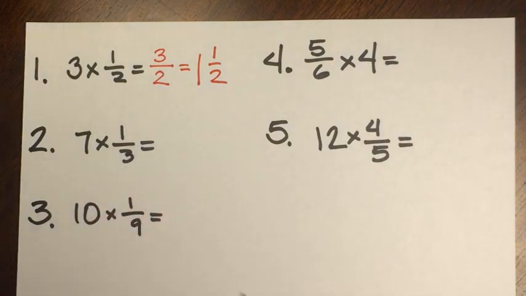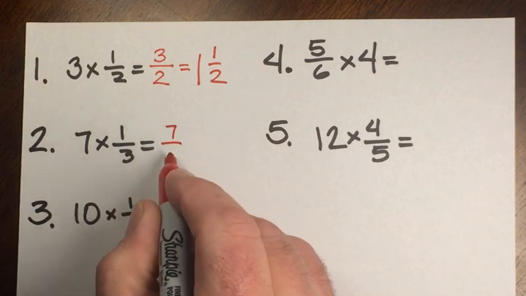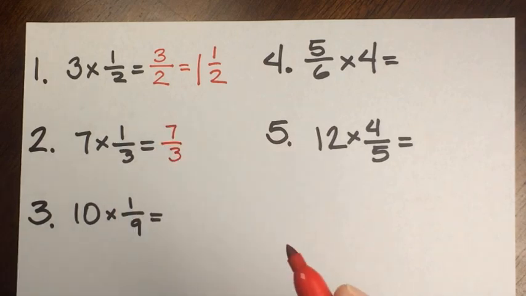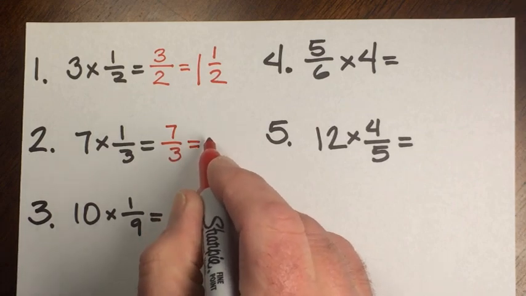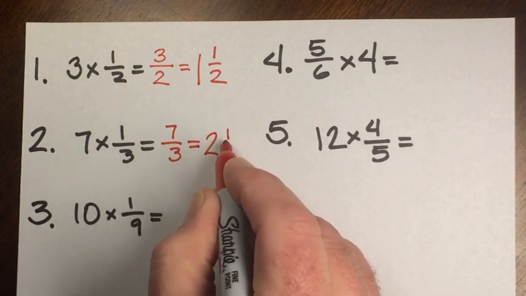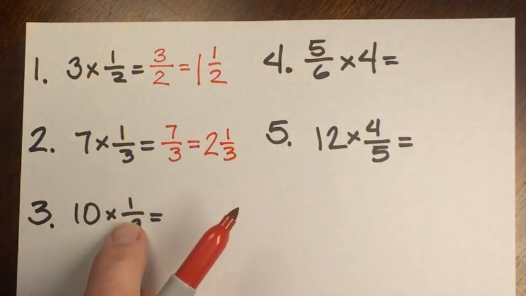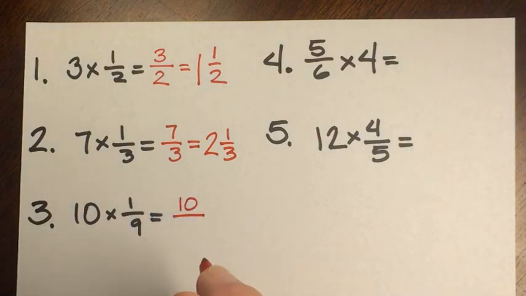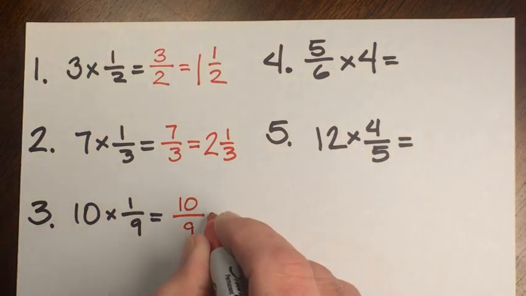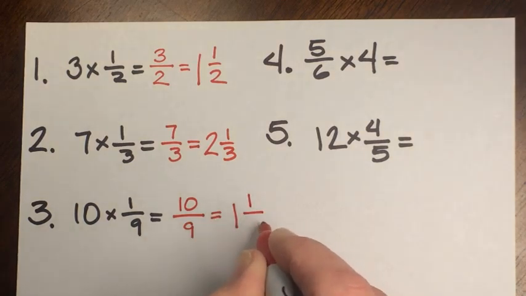For number 2, you had 7/3, which is equivalent to 2 and 1/3. Number 3, you would have 10 on the top, 9 on the bottom, equal to 1 and 1/9.